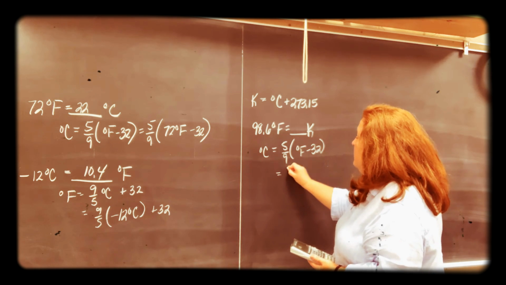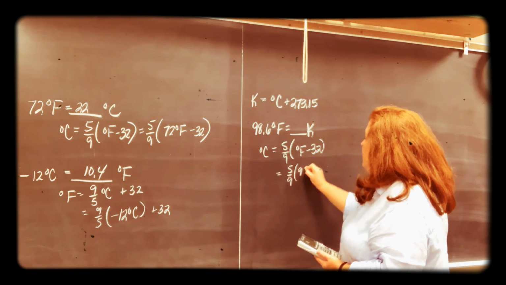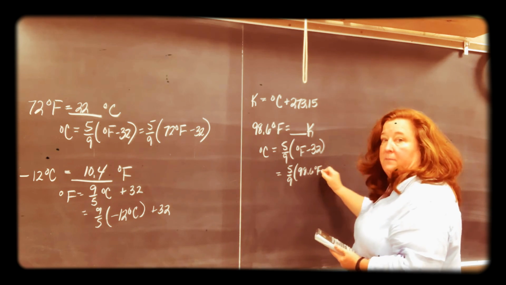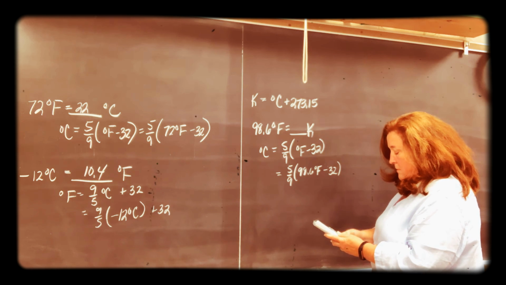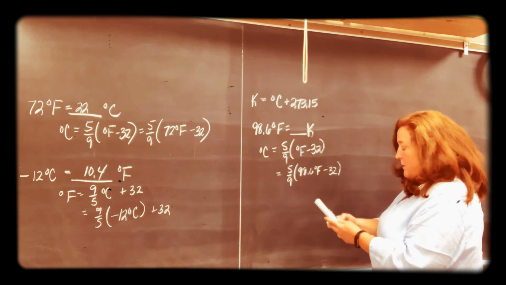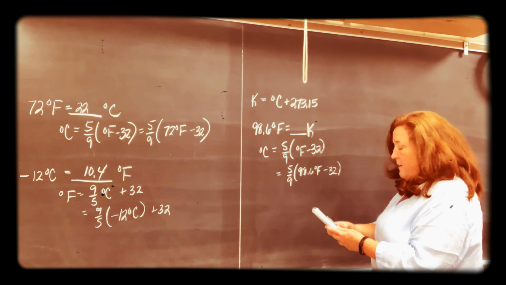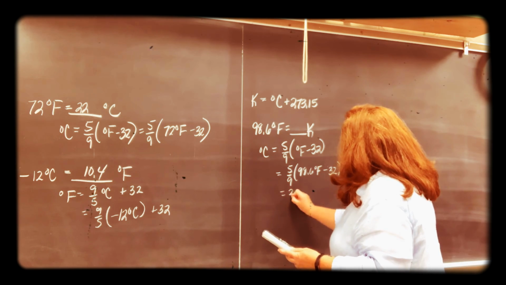So I'm going to take the Celsius, that's equal to 5/9 times the Fahrenheit temperature minus 32. That's what I'm going to use first. So 98.6 degrees Fahrenheit, and then I subtract 32, and then I multiply by 5, divide by 9, and I'm going to get 37 degrees Celsius.